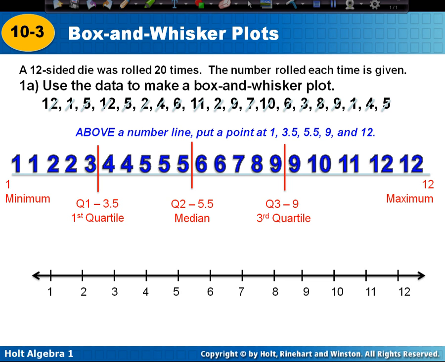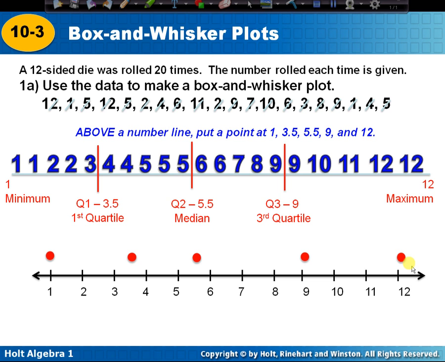So we're going to plot our minimum, our Q1, our Q2, our Q3, and our maximum. Our minimum is right here at 1, so I'm going to put a dot. I'm going to put a dot right here between 3 and 4 for my 3.5. I'm going to put another dot right here between 5 and 6 for my 5.5. Another dot over here for my 9. And another one up here for my maximum of 12.